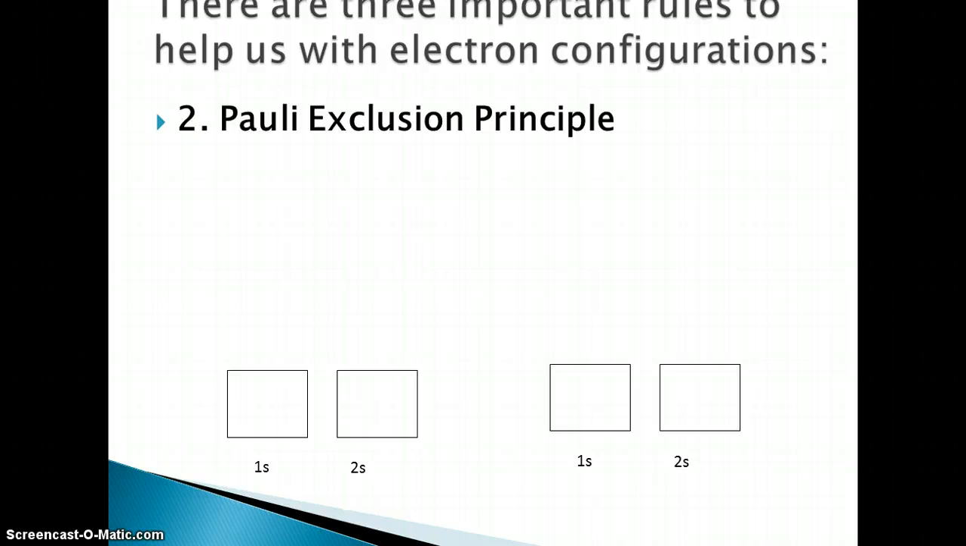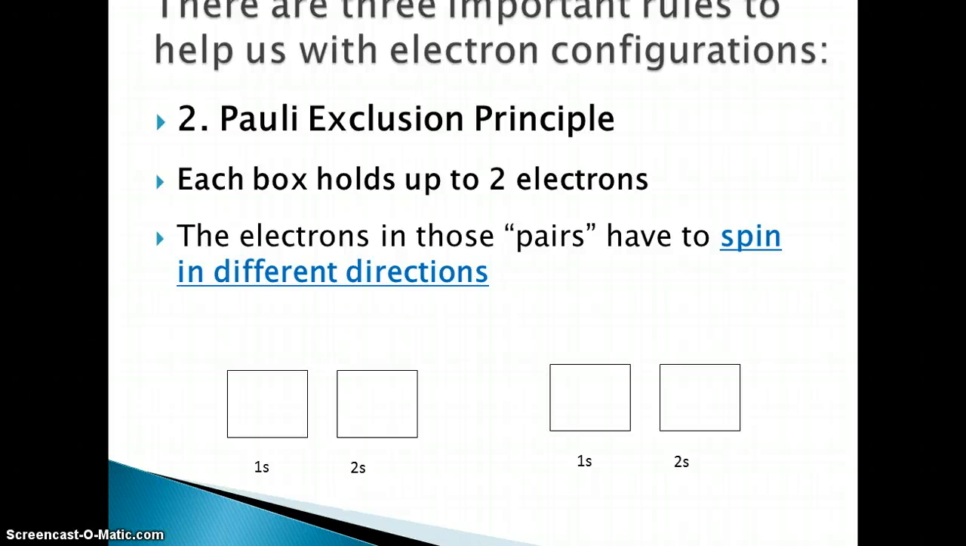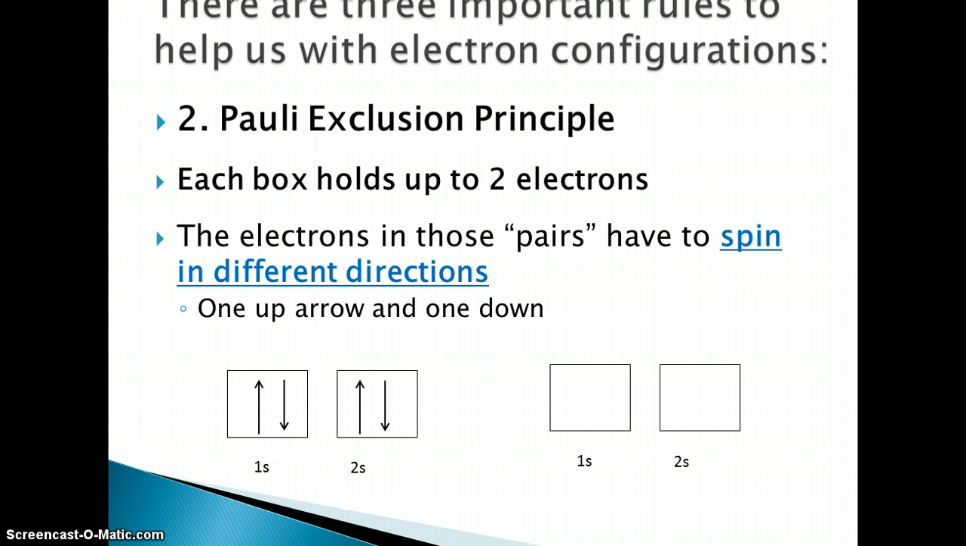The next rule is the Pauli exclusion principle. Pauli exclusion says that each box can hold up to 2 electrons. So each one of these boxes can hold up to 2 electrons. And the electrons in those pairs are going to be spinning in opposite directions. So like we talked about in class, electrons are negative, so they're going to want to spin in the opposite direction of each other. We represent this with an up arrow and a down arrow.